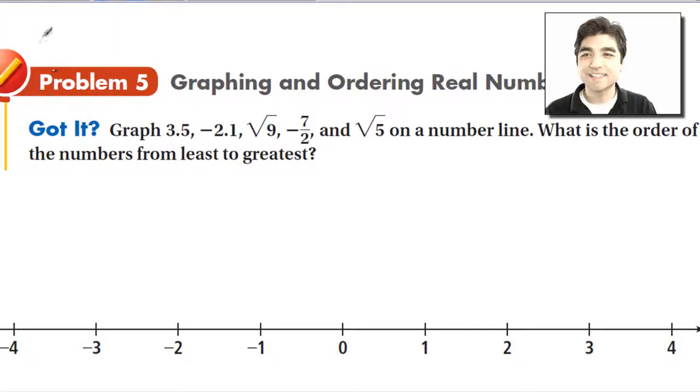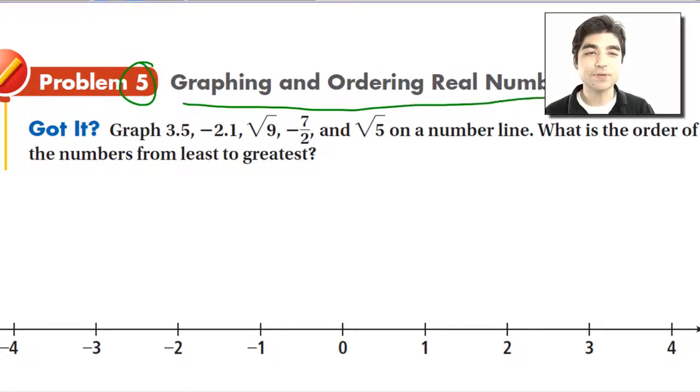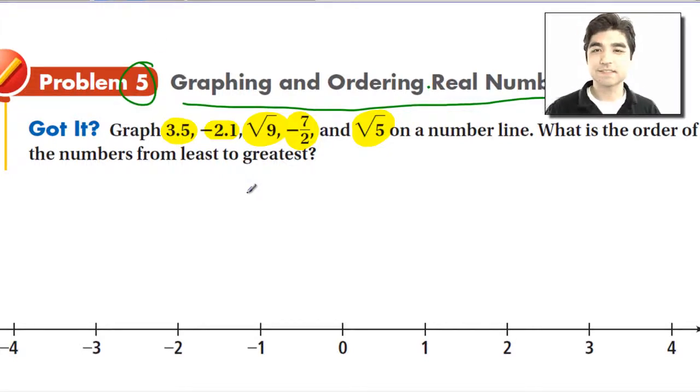Hey, so this is the last example for section 1.3, example 5 here. And it wants us to graph and order all these real numbers. So it gives us all kinds of numbers: 3.5, negative 2.1, square root of 9, negative 7 over 2, and square root of 5. So we want to compare these. The best way to compare these is to turn them into decimals, like 3.5 and 2.1. So let's turn all these into decimals.